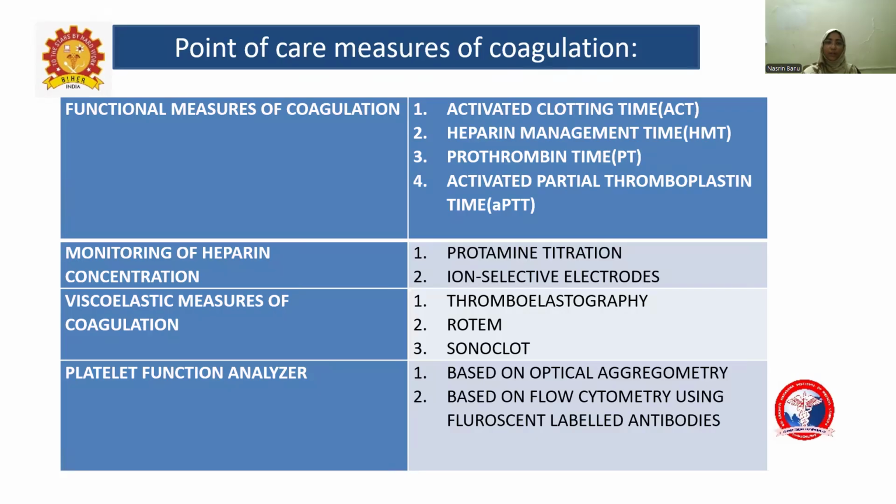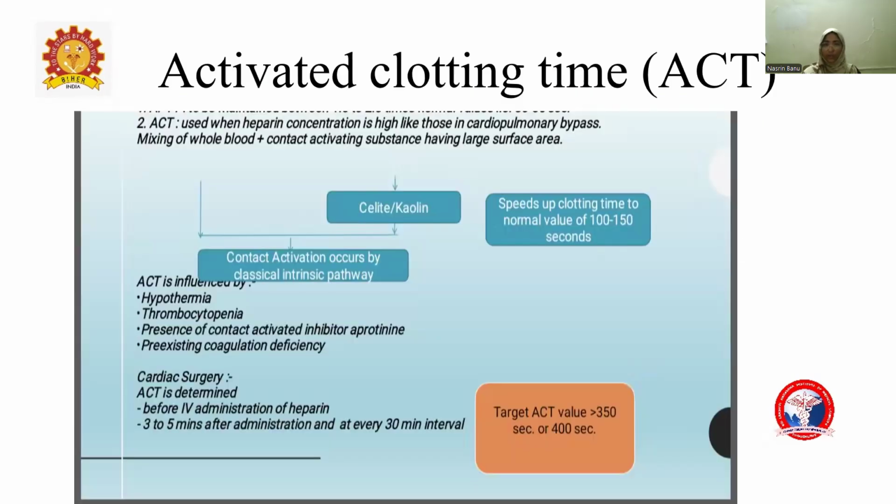And functional measures of coagulation, that is activated clotting time. Activated clotting time is used when heparin concentration is high, like in patients undergoing cardiac surgeries, valve replacements, who are on cardiopulmonary bypass. In this, whole blood is mixed with contact activating substances which have a large surface area, in this case celite or kaolin. This speeds the activation, resulting in contact activation, which occurs by the classical intrinsic pathway.